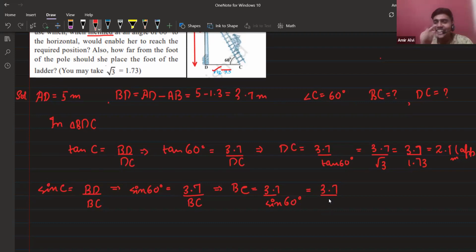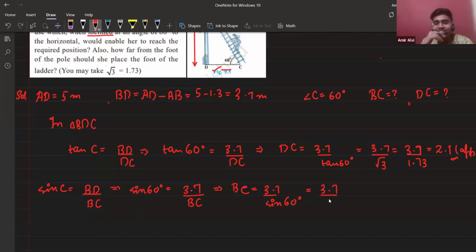Forgot it. Okay, Faz, what is the value of sine 60? Yes, sir. Value of sine 60. Sine 60. Okay, Faz also doesn't know. Abdullah? Root 3 by 2. Root 3 by 2.